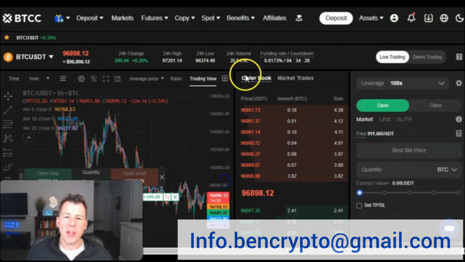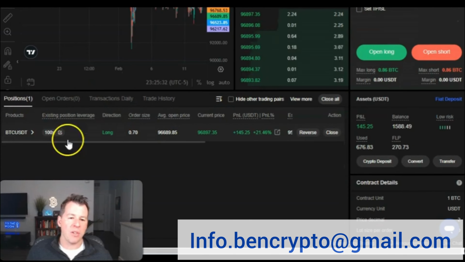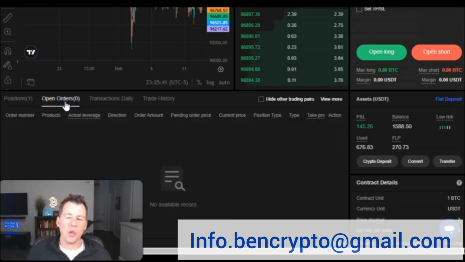Now to see the position in the order book, we're going to scroll down right here. So positions, that refers to active positions that have been filled, just like this BTC long position with 100x leverage. Open orders is orders that are outstanding, have not yet been filled, like a limit order which hasn't hit its trigger price.